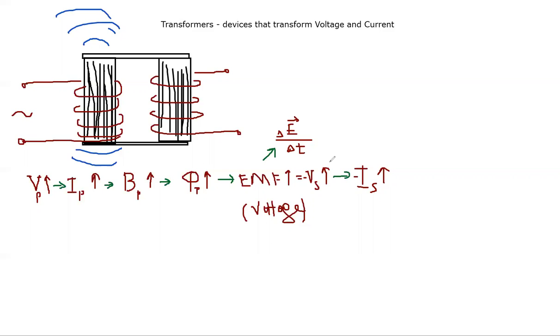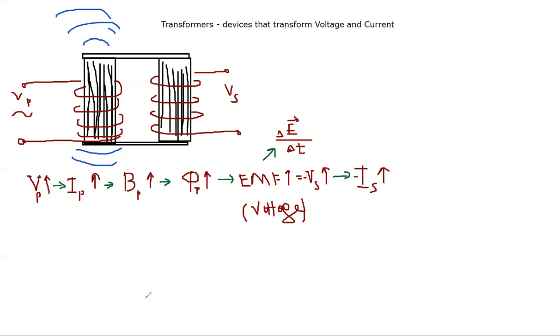Okay, so you don't have to have current to create EMF, it is self-sufficient, right? It may or may not carry current. And in this case, we want to get current. So this is V primary, voltage between these two. This is V secondary.